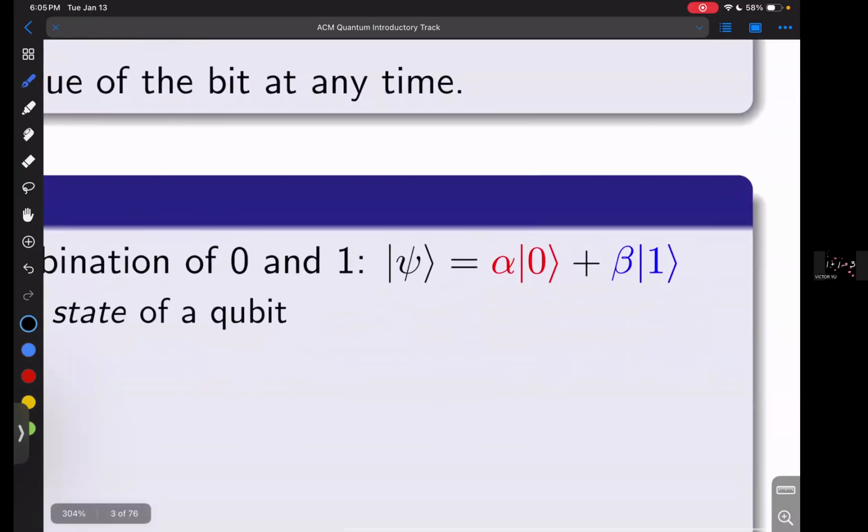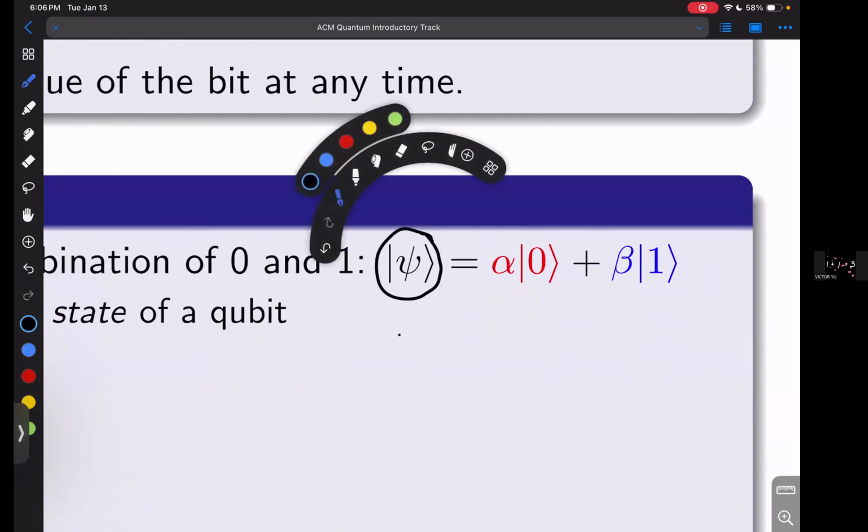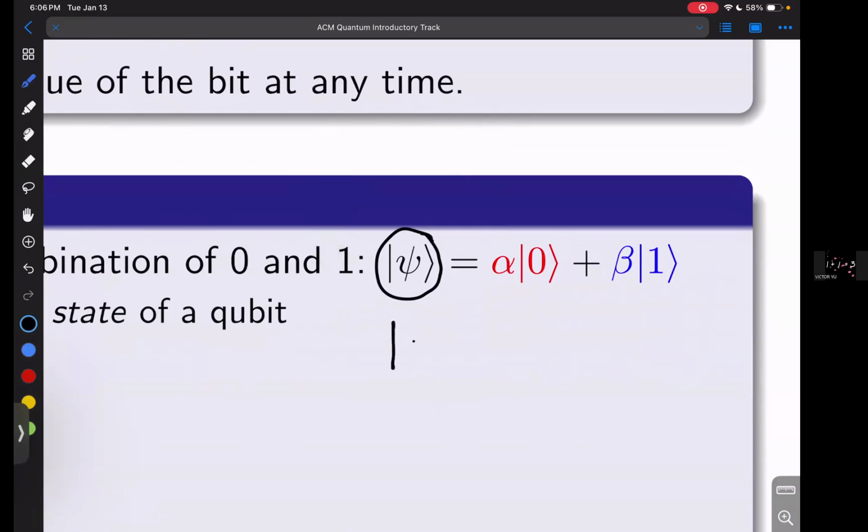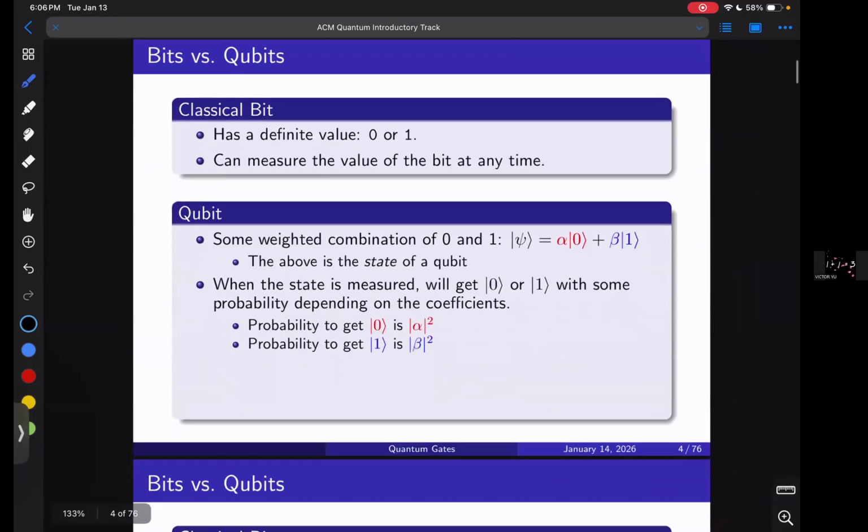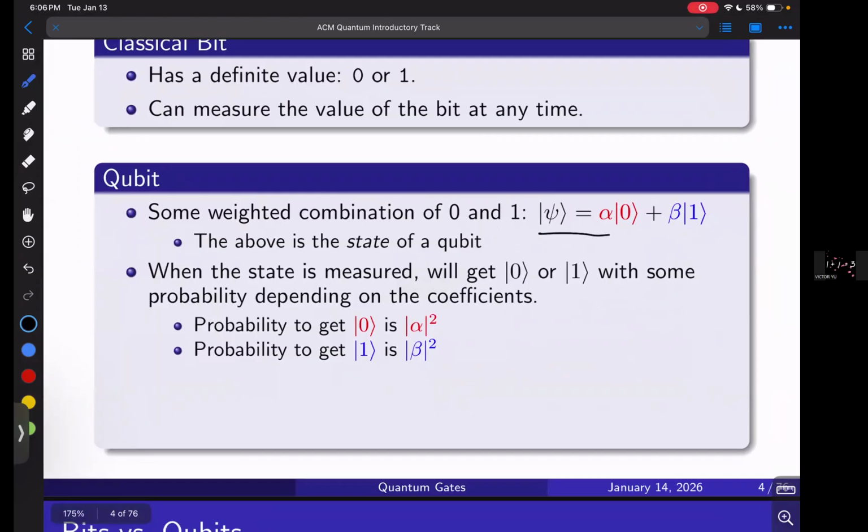This is how we notate the state of a qubit. This notation is called a ket, where we have a vertical line, then some symbol inside, which is the Greek letter psi, and then an angled bracket to the right. This is the weighted combination of 0 and 1: this is the 0 state, this is the 1 state, and then we have some coefficients in front, alpha and beta, which represent something we're about to discuss. So that's the state of a qubit.